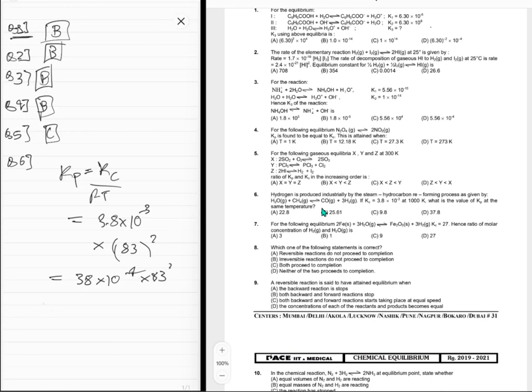What is 83 squared? 83. It's like 9 and 24 and 0. 4, 2 carried on, 64 and 66. Yeah, it's like 9, 8, 8, 6. So 6889 times 38 into 10 power -4, which we can write as 6.889 into 38 into 3.8, right? Yeah, that's a better way to do it.